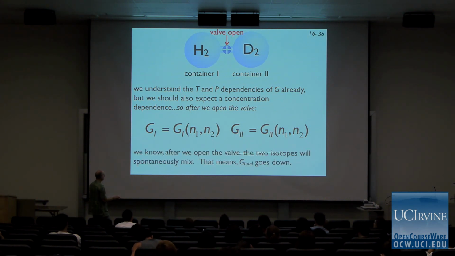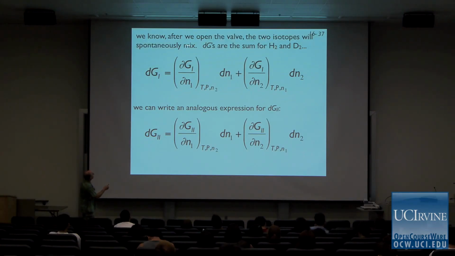We know after we open the valve, the two isotopes will spontaneously mix. That means that the total Gibbs energy must be going down, because if it's a spontaneous process, we know that the Gibbs energy is a marker for that process. Gibbs energy will be minimized for any spontaneous process. It will go down. DG is the sum of H2 and D2. All right, so these are expressions for the left side and the right side, the left bulb and the right bulb, container 1 and container 2.